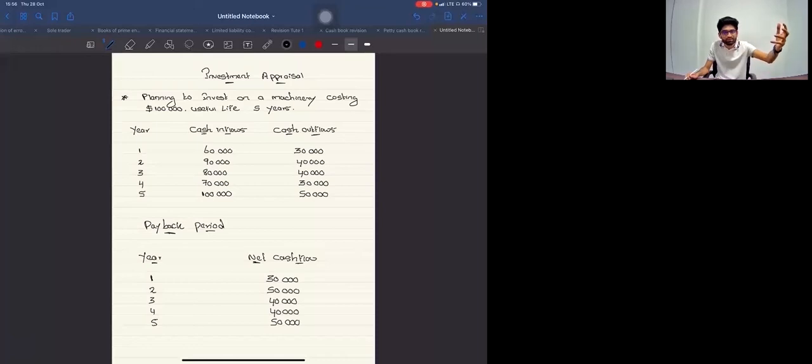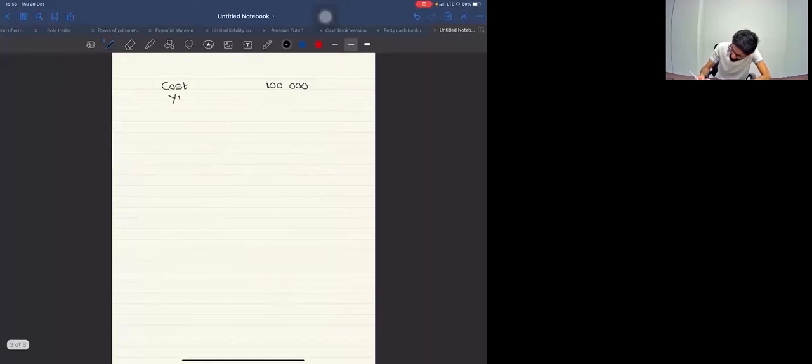So after spending 100,000, now you have got back 30,000. So you remove it from this. You are getting back 30,000, which means you have recovered 30,000. So 100 minus 30, your answer will be 70,000. You need to recover another 70,000 more in the future, right? So after year 1, 30,000 is recovered.